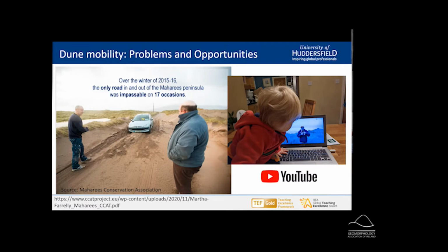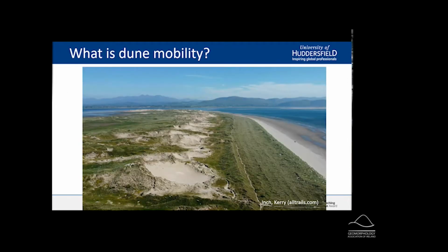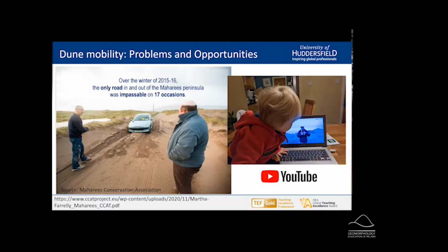And this sand dune mobility presents both problems and opportunities. At Inch, for example, if you've got lots of mobile sand coming in onshore, as you can see here, it causes very little problem. There's not much infrastructure, not much golf course behind it or anything like that. But if you go to somewhere like the Maharees Peninsula, you'll find that that mobile sand is causing really quite consequential problems. For example, in the winter of 2015-2016, the only road in and out of the peninsula was blocked on 17 occasions. And you can imagine if you need to get an ambulance or the Gardaí up there, that's going to cause a real problem.